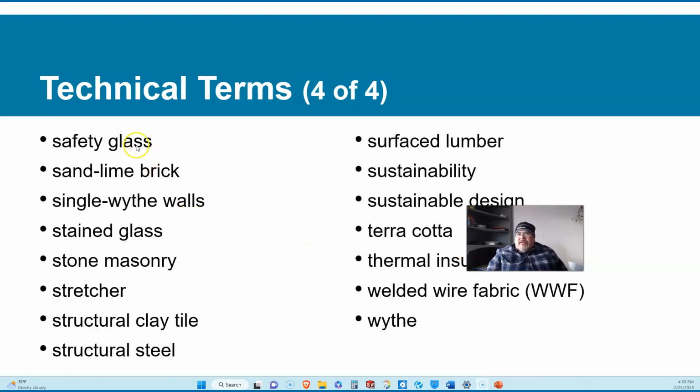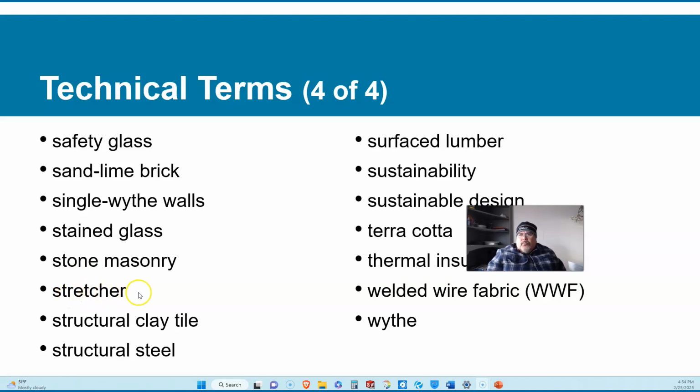We spoke about glass and different kinds of glass. One type of glass is called safety glass. So what is safety glass? Sand lime brick. We've spoken about lots of different bricks like adobe. What's a sand lime brick? Single white walls. What is that? Stained glass. What's the difference between stained glass and safety glass? Stone masonry. What's the difference between masonry and bricklaying?